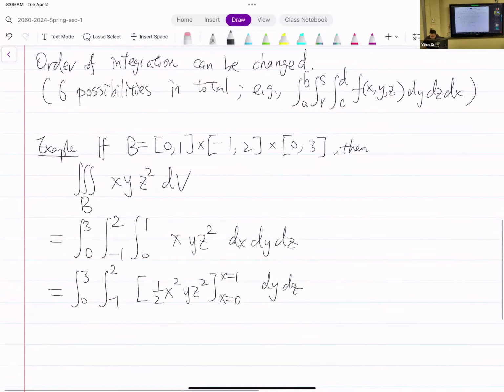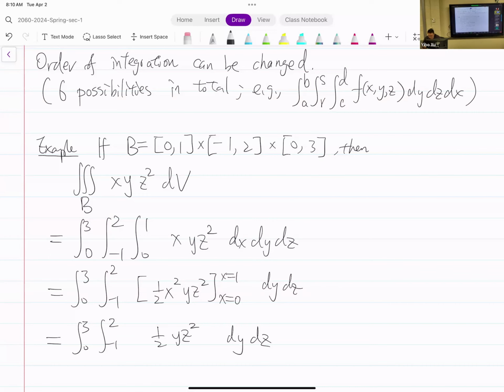So this is pretty standard, right? And then we evaluate. So we still copy the outermost 2 layers. Here we evaluate, so we just have 1/2 yz squared. And then when we plug in x equals 0, it doesn't give you anything. Okay, dy dz. So it's good.